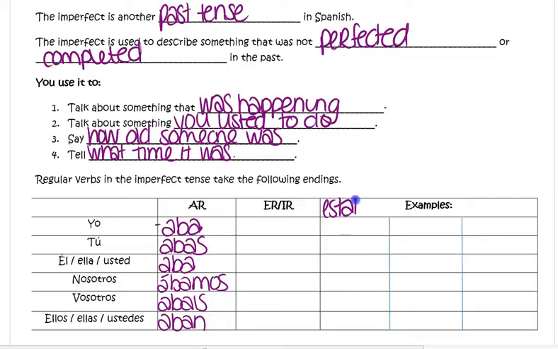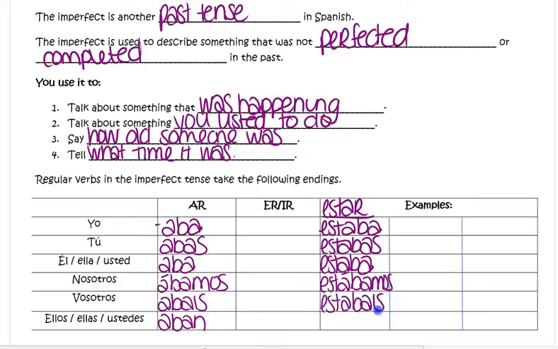So an example would be the verb estar. If we have the verb estar, we would take off the AR and add the new ending. So we have yo estaba, tú estabas, él o usted estaba, nosotros estábamos, with an accent, vosotros estabais, and ellos y ustedes estaban.